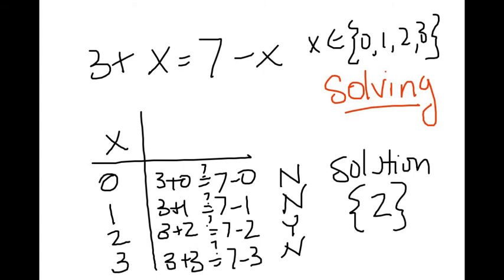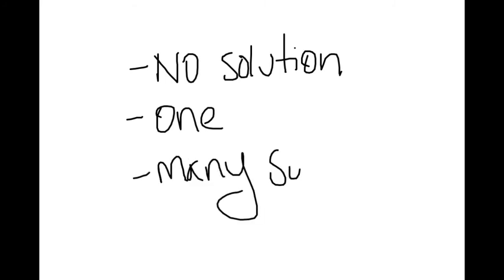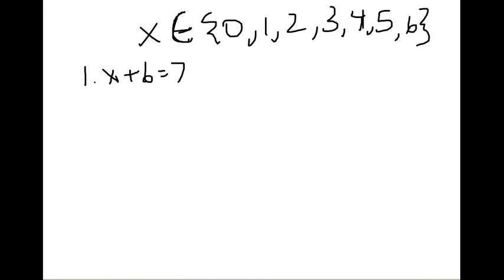And sometimes I'll have no solution. No value of x that I'm allowed to choose satisfies it. I may have one, or I may have many solutions. Multiple numbers might satisfy that open equation. So now we're going to do a few more problems. So for starters, let's try this one. For x belonging to 0, 1, 2, 3, 4, 5, 6, let's solve x plus 6 equals 7.